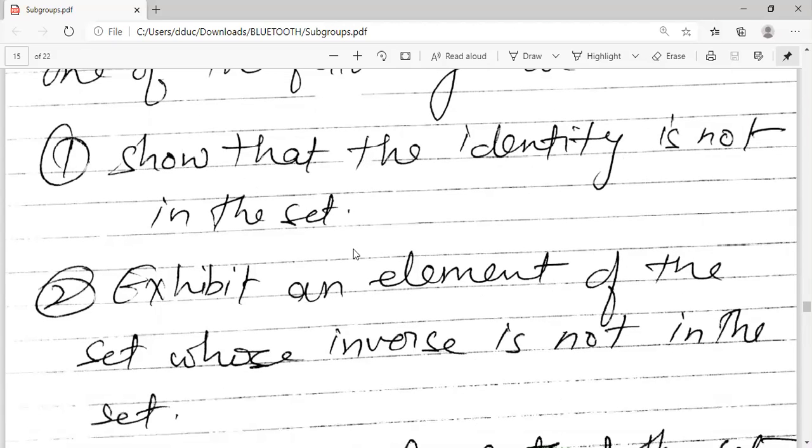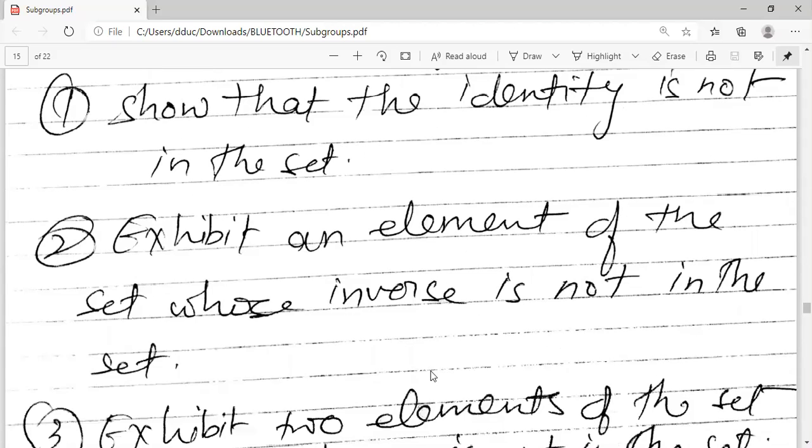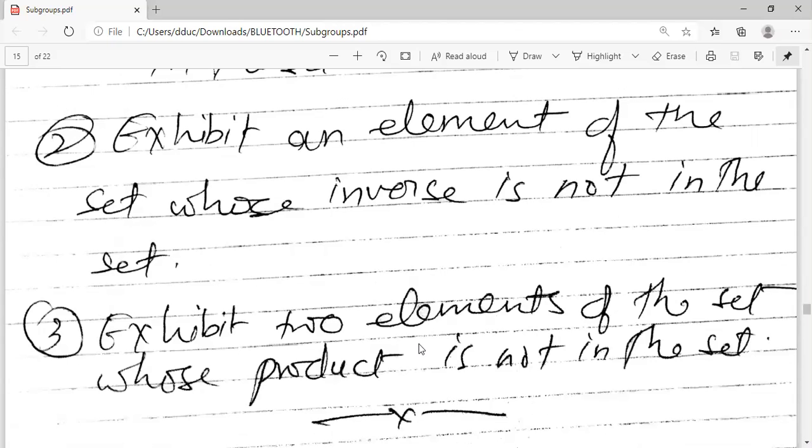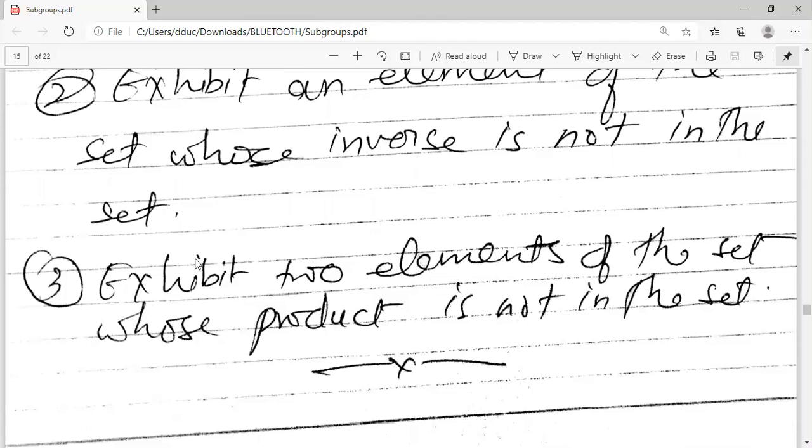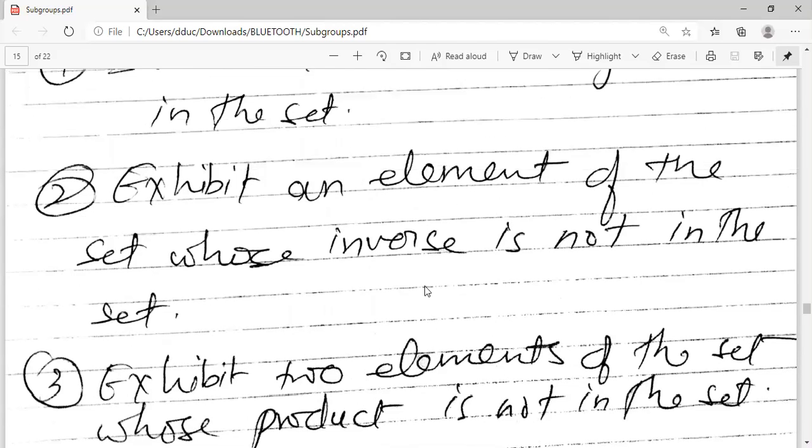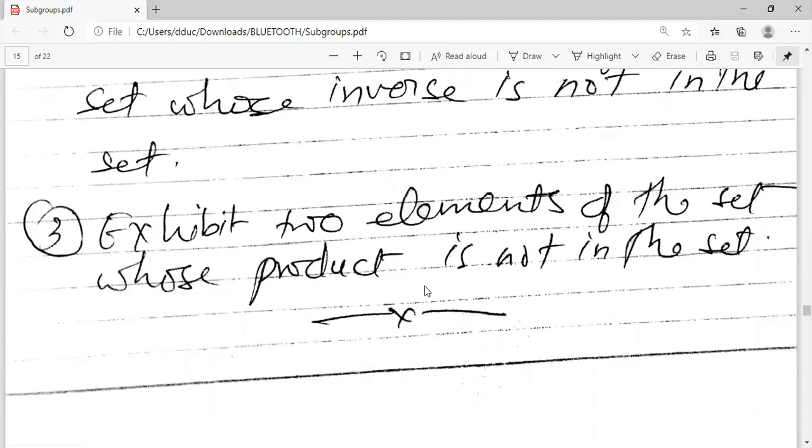Second, if you find any one element which does not have its inverse in the subset, then also this is not a subgroup. Exhibit an element of the set whose inverse is not in the set. This can also be done. Now, number 3, exhibit 2 elements of the set whose product is not in the set. That means the closure property does not hold. So if you prove any of these 3 conditions, then the subset will not be a subgroup.